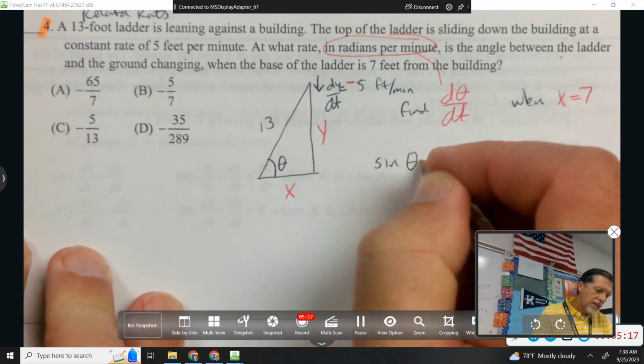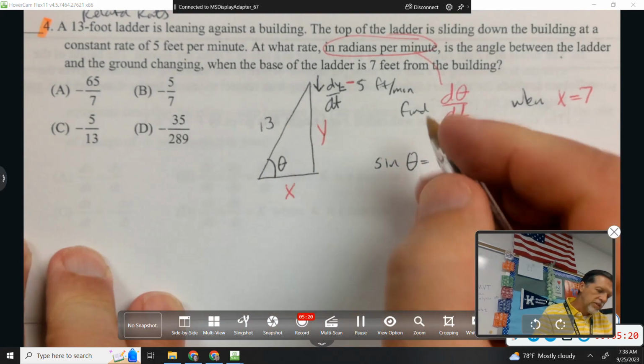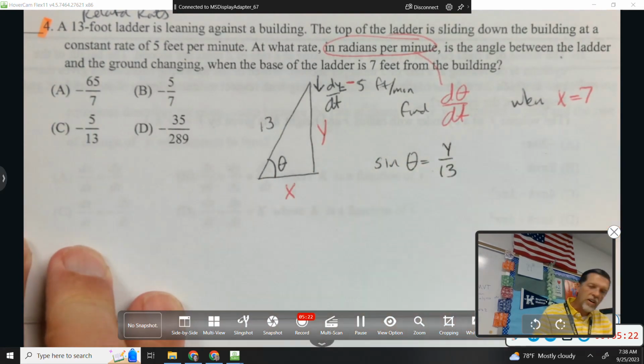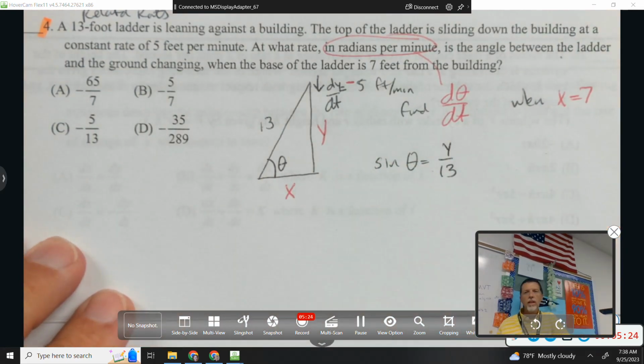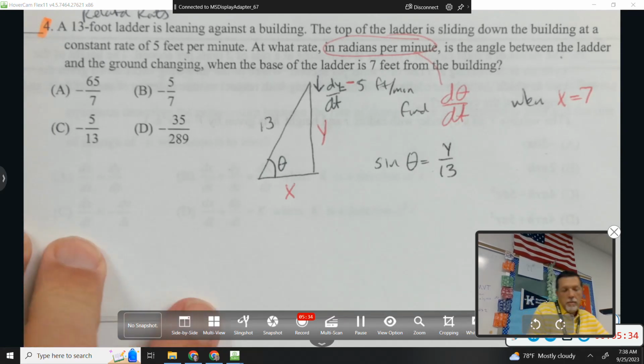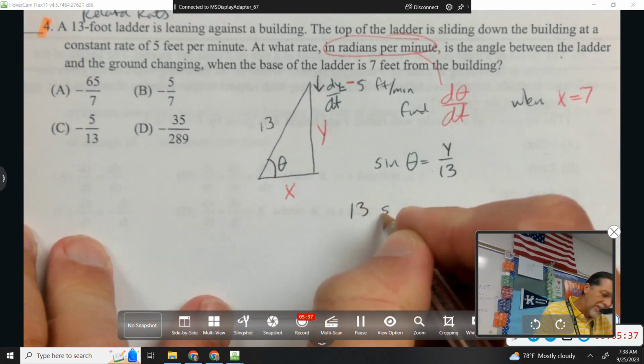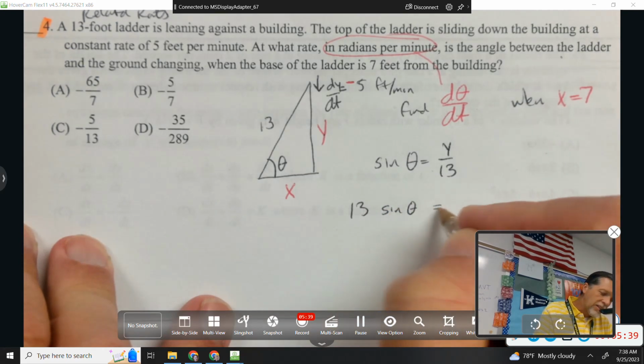Sine of theta equals opposite over hypotenuse, y over 13. Then I could take a derivative here. I don't remember which class it was. We were doing a problem like this, and someone said, well, why don't we multiply by 13 first? That way we don't have fractions. I like that. Let's do that. So 13 sine theta equals y.